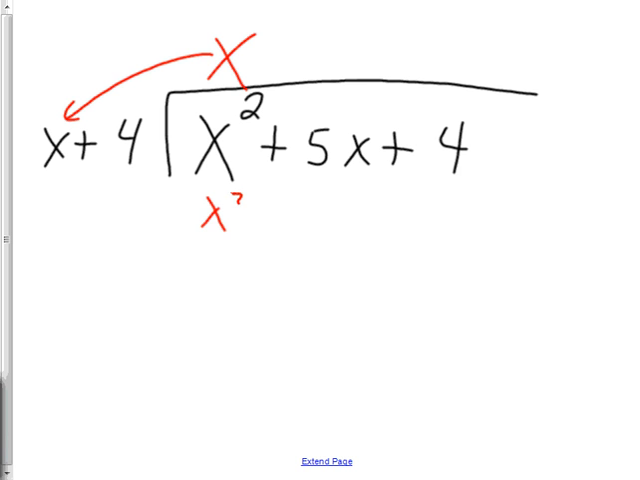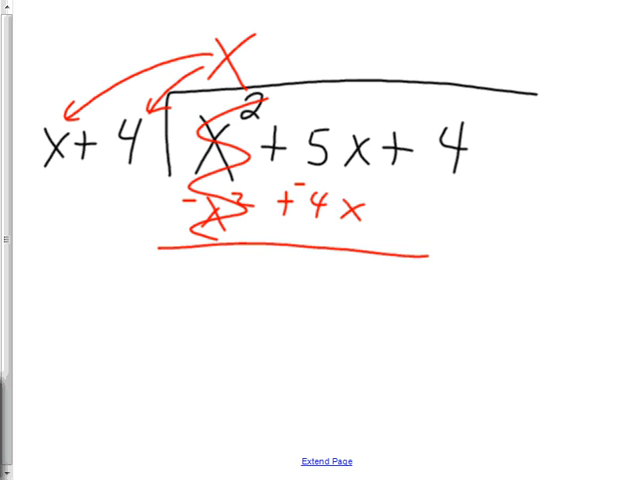Okay, x times the x is x squared. X times the 4 is 4x. Please don't add them together. You make everything the opposite of what it was, and then you add them together. These will cancel, just like I wanted them to, and this becomes an x. Bring down the plus 4, and then that makes it really simple, plus 1. Raise your hand if you had that right.